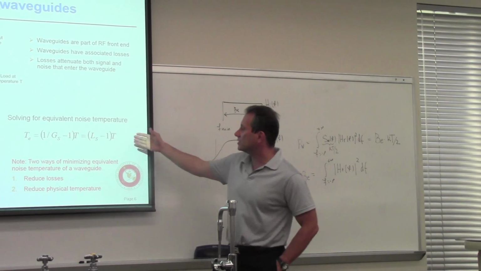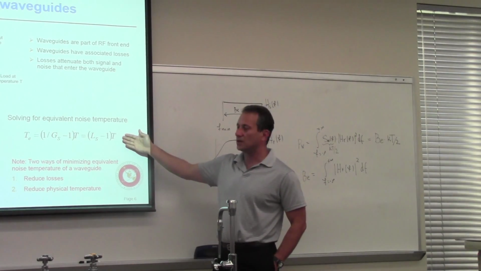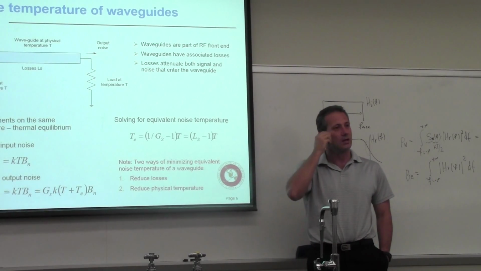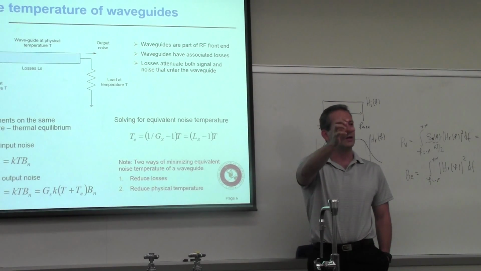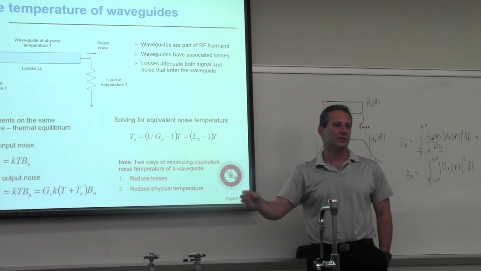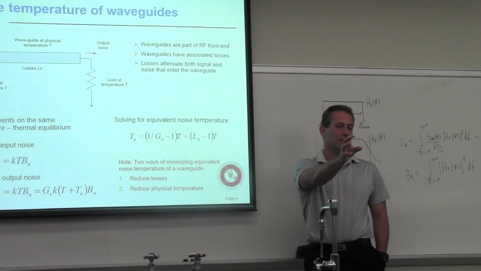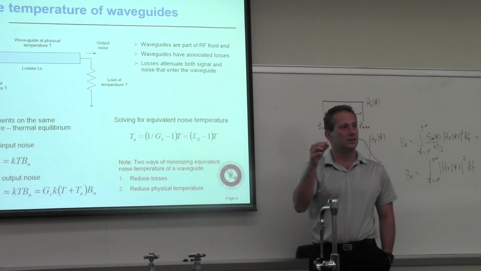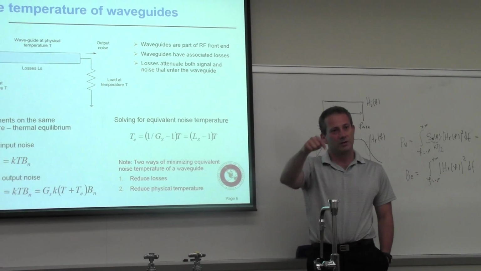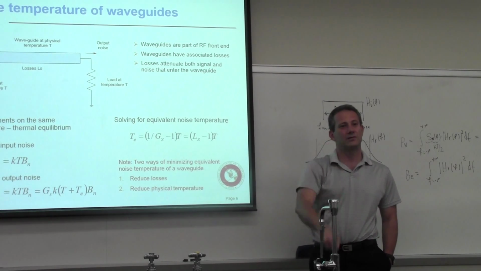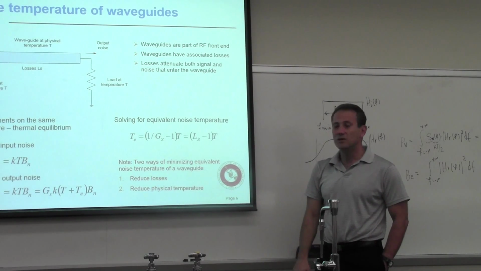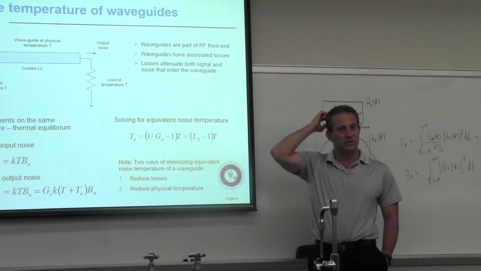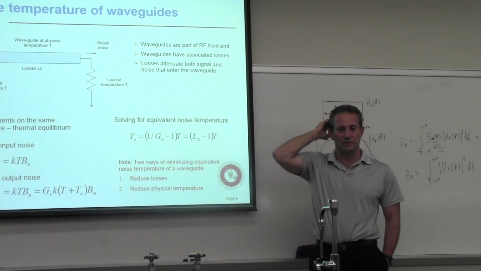So from here, you can see that there are two ways for minimizing the equivalent noise temperature of the waveguide, and this becomes very important to us. Why? Because you cannot connect the antenna directly to the receiver. You have to have something like a waveguide that goes from the antenna to the receiver. The signal is at its weakest point right there, right after the antenna, and any noise that you have there is impacting the signal in the most significant way.